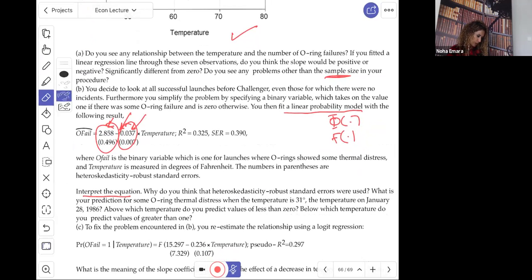And as you can see, this is a negative relationship, right? And you don't have to plug it into any distribution function. It's just linear. So what I can say here, for example, I'm just going to tell you this one. Temperature has a negative impact on the probability of incidence, right? The higher the temperature, the lower the probability of incidence. As the temperature increases by 1 degree Fahrenheit, because this is our unit of measurement, the probability decreases by 3.7%.